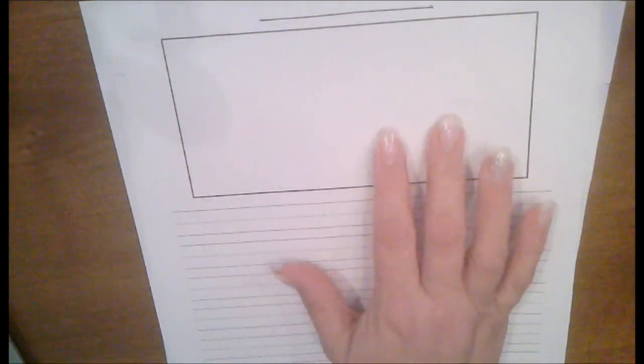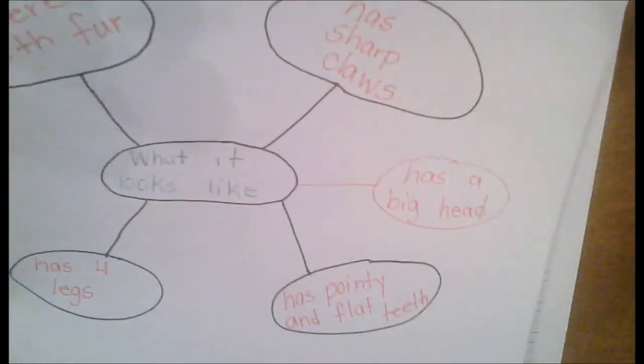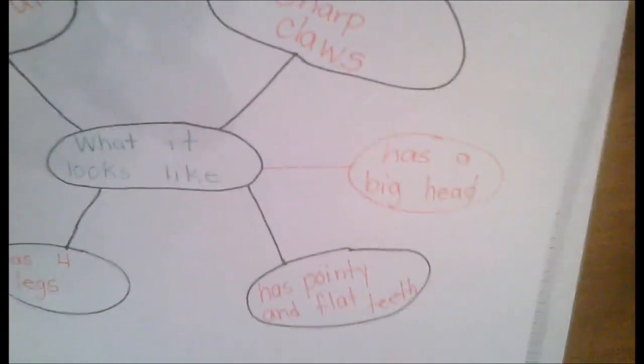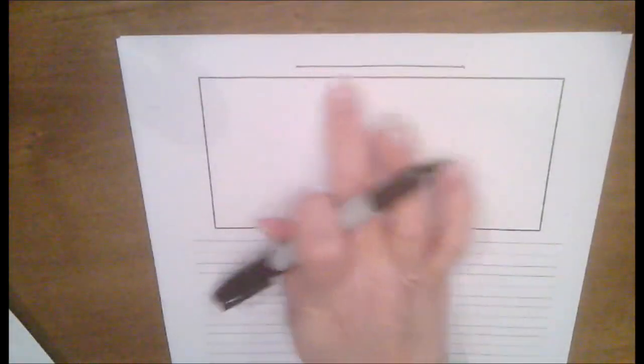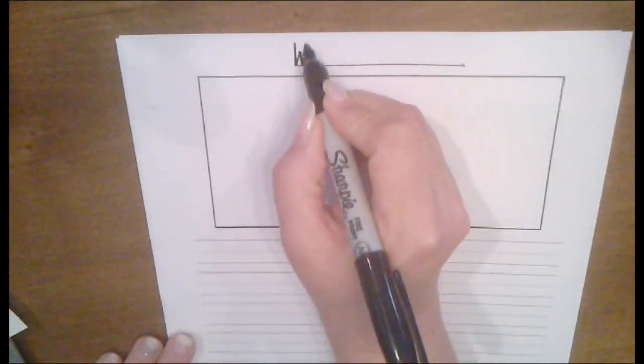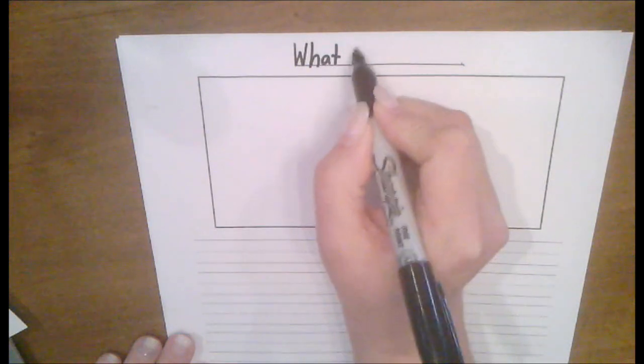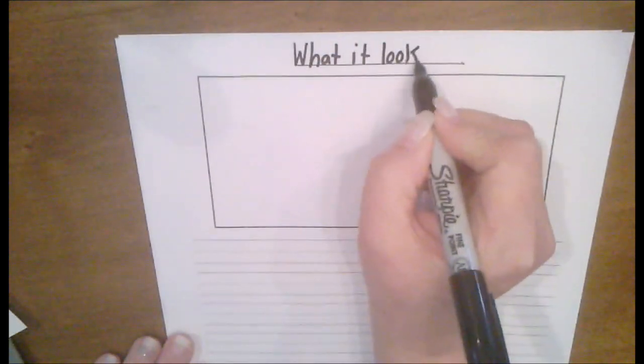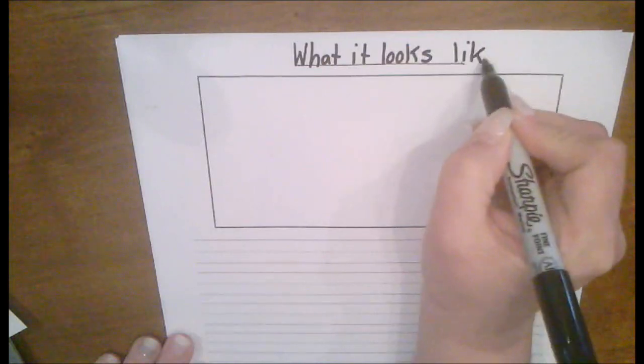Now I have a sheet here. Later on we're going to add pictures, but for right now we're just going to add the information. For right now I'm going to be writing what it looks like. If you notice at the top, we're going to write our heading. Good All About books have headings so the reader will know what you're writing about. So, since this web I made is what the brown bear looks like, I'm going to write at the top, what a brown bear looks like. Later, I will come back and add pictures.